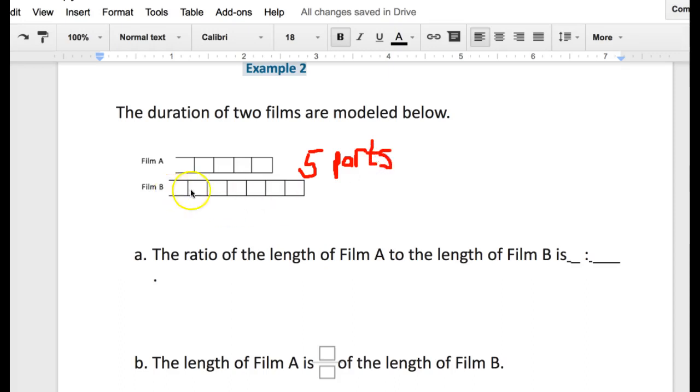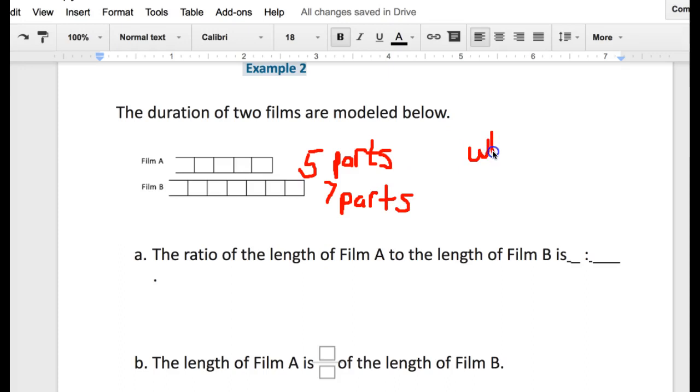In film B, we have 1, 2, 3, 4, 5, 6, 7 parts. And they may look different, but we can assume that they are the same size. And that's important when you're working with ratios, that we know that the parts are the same size. If we were to talk about the whole in this situation, we would have to talk about all of the parts included in both film A and film B. And so the whole would be 5 plus 7, which we also know to be 12.